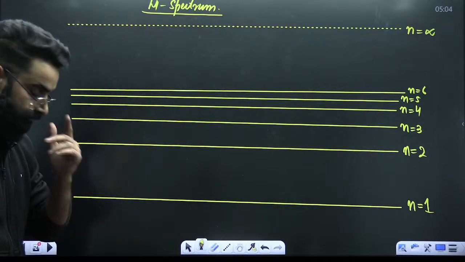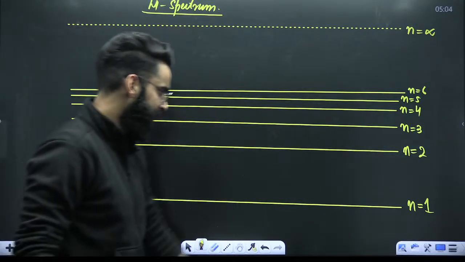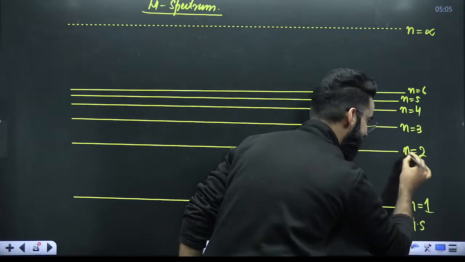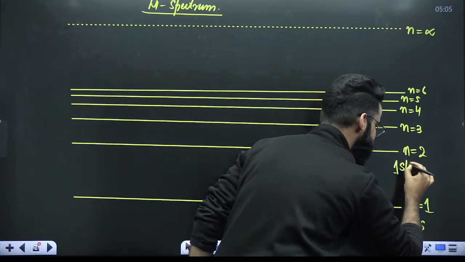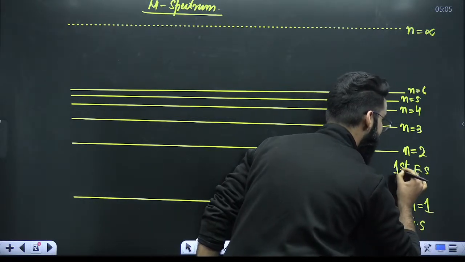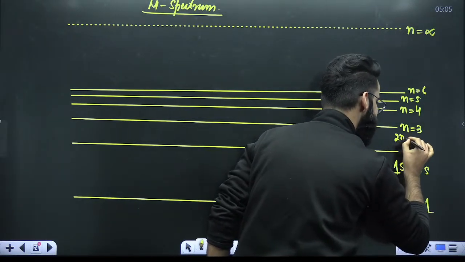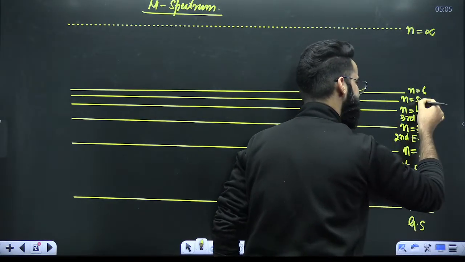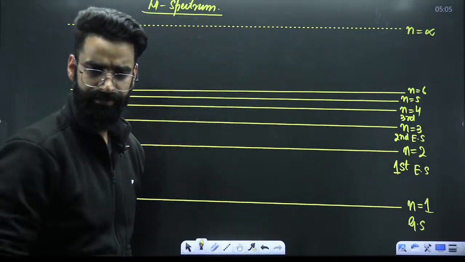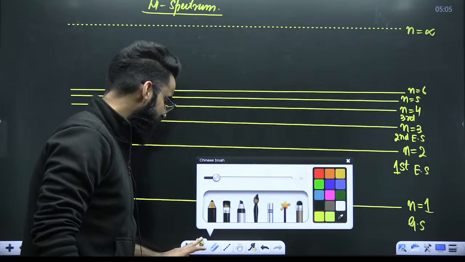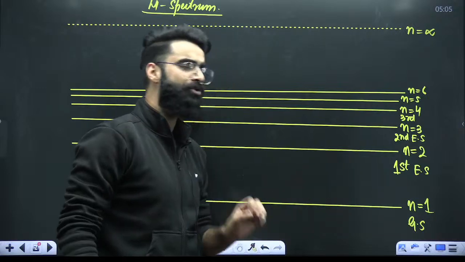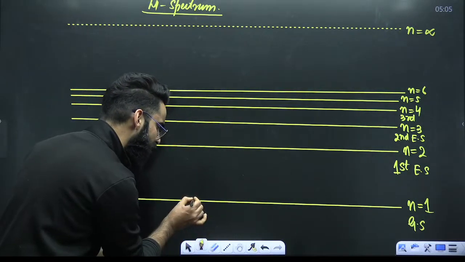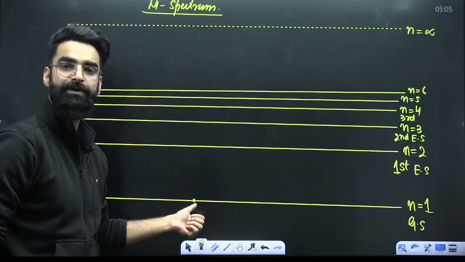Now try to understand what I'm going to say. n equal to 1 is called the ground state of hydrogen. n equal to 2 is the first excited state of hydrogen. n equal to 3 is the second excited state. This will be the third excited state, fourth excited state, fifth excited state, and so on. Now, if I talk particularly about the hydrogen atom, it has one electron. Assume that one electron was here.